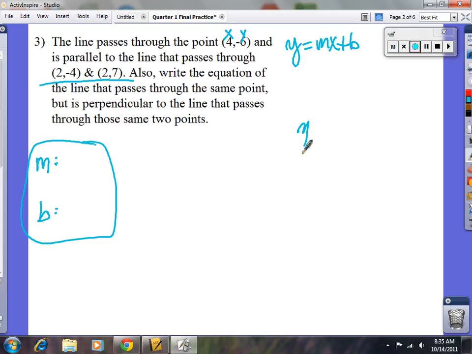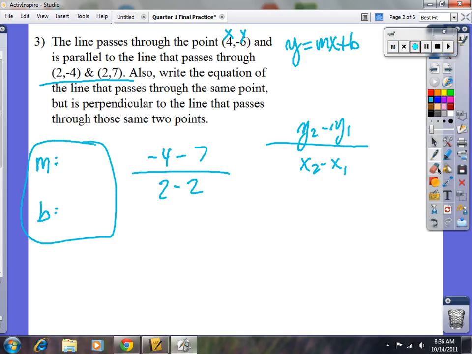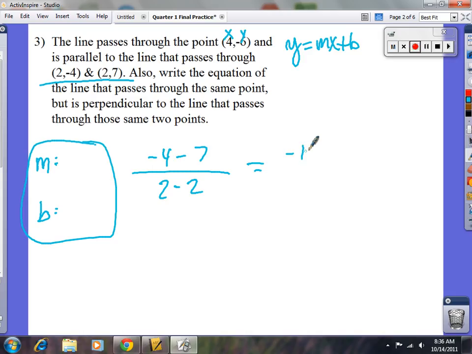Do you remember this? y sub 2 minus y sub 1 divided by x sub 2 minus x sub 1. That's from chapter 2. So they gave us two x's and two y's. That's what the sub 1 and sub 2 means. So let's subtract them. Let's go negative 4, because that's my y, subtract my other y, divided by my x minus my x. So what is negative 4 minus 7? Your numerator is negative 11.